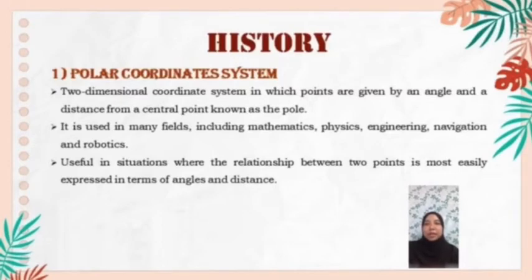For polar coordinate system, we can understand that it's a two-dimensional coordinate system in which points are given by an angle and a distance from a central point known as the pole. Next, polar coordinate system is also used in many fields, including mathematics, physics, engineering, navigation, and robotics. Polar coordinate system is very useful in situations where the relationship between two points is most easily expressed in terms of angle and distance. Polar equation is the simplest means of representation for many types of curve.